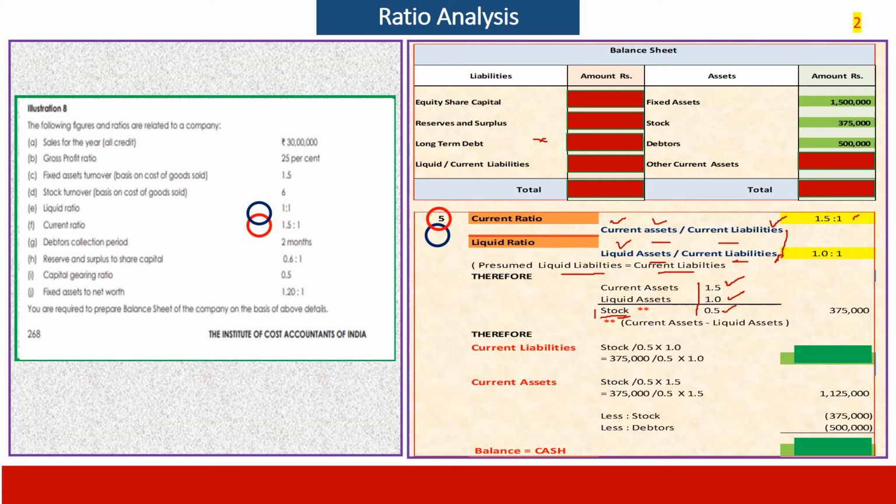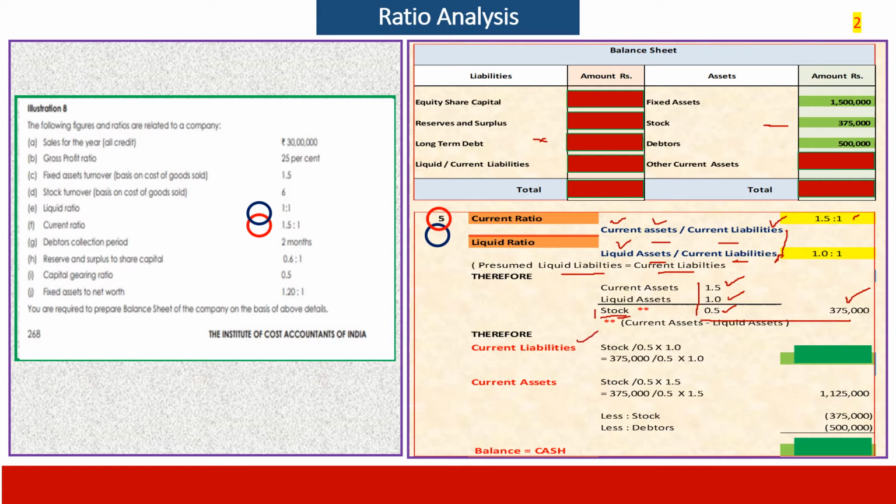Do we know the value of stock? Yes, we have derived the value of stock as 3,75,000. If 0.5 equals 3,75,000, how much is 1.5? How much is 1? That is what is required to be done. Now we have got this equation. Stock, which is equal to 0.5, is 375.